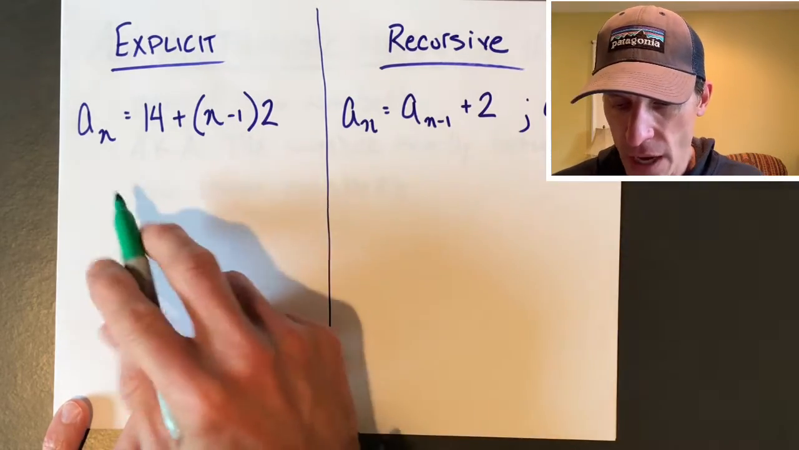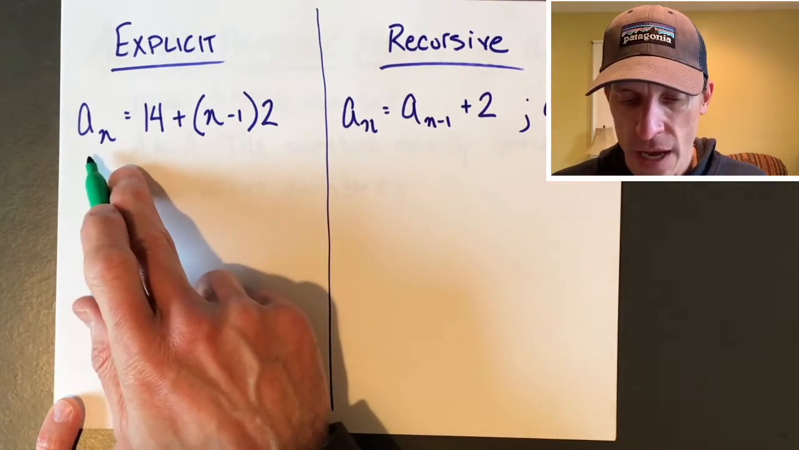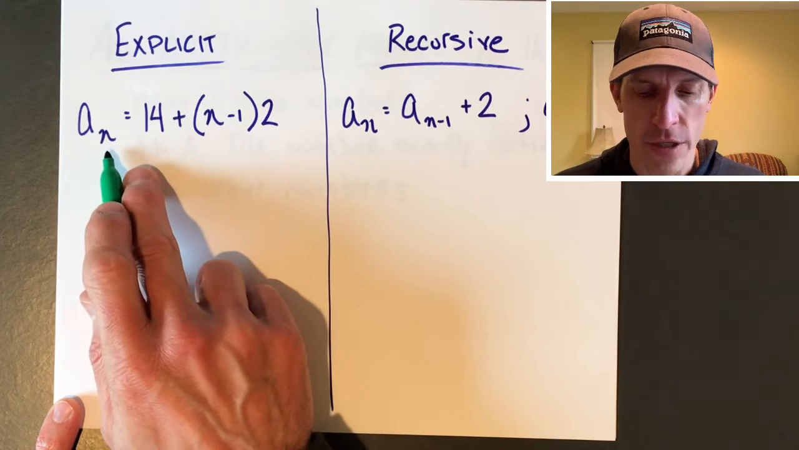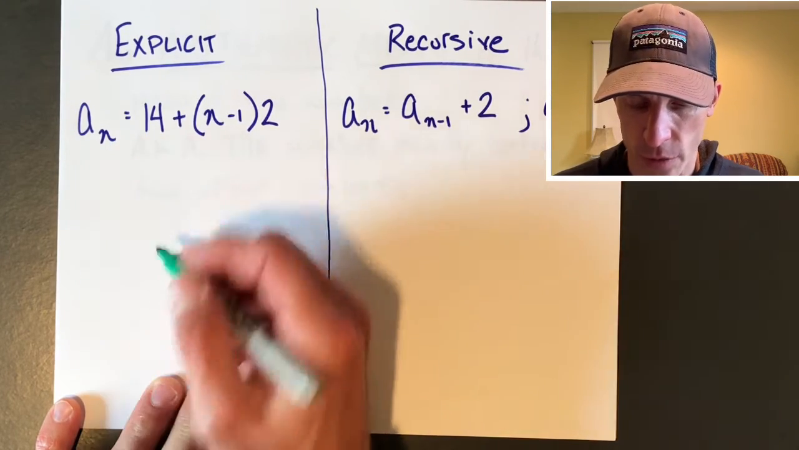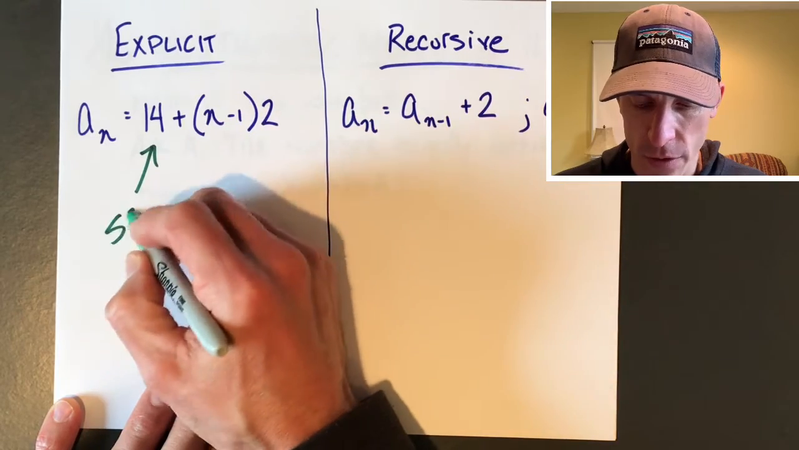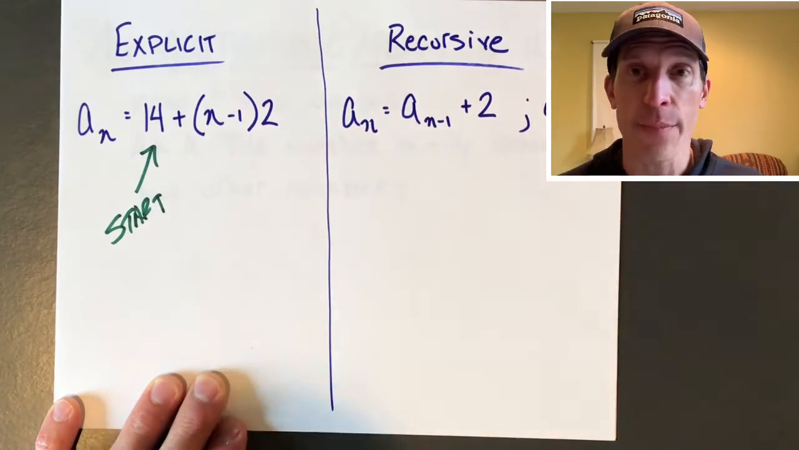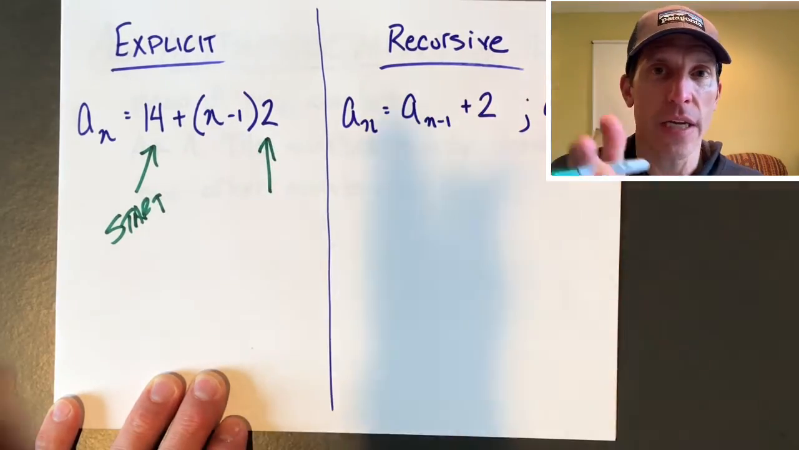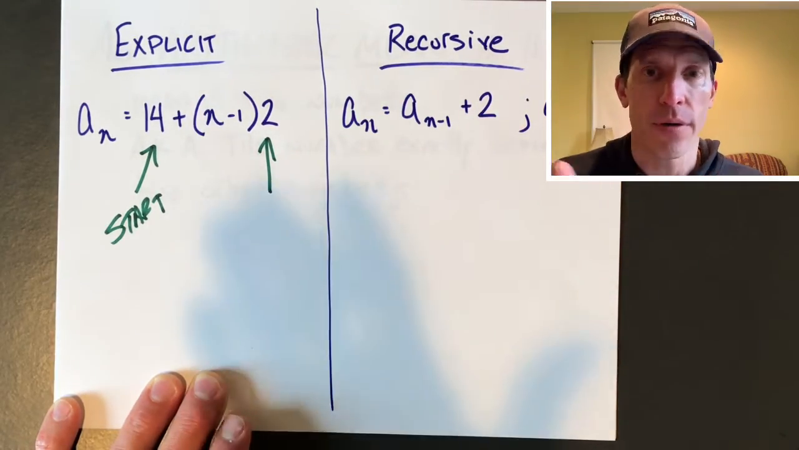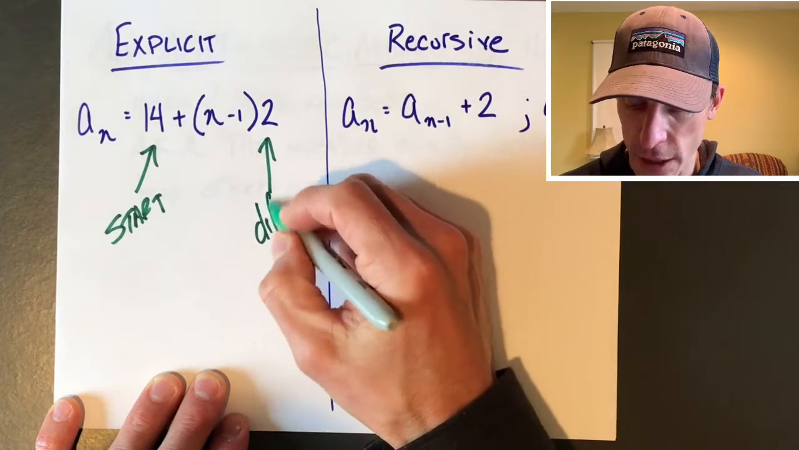Let's check it out. An explicit formula is this. Any sequence, if we want to determine the nth value, meaning some value in the sequence, here's what we do. We write the starting value. So in our example, we started with 14 seats. We determine the difference between each step, the difference between the intervals.